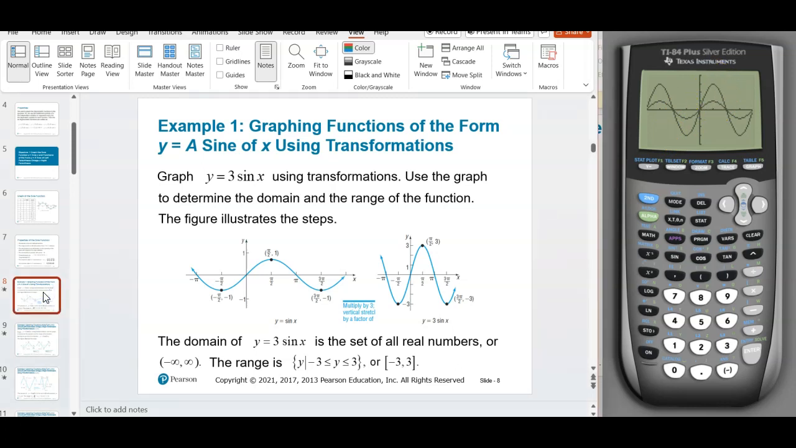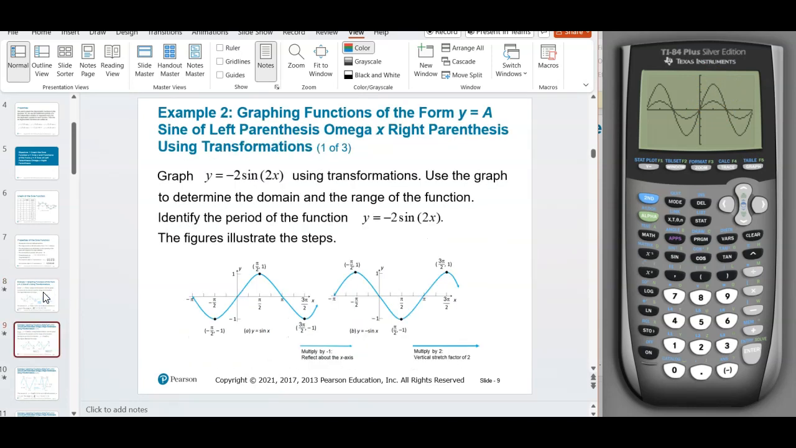All right, now the range of 3 sine x is negative 3 to positive 3 versus negative 1 to positive 1. Right, I'm going to turn that one off. You can just go down here, highlight the equal sign, and just press enter, and it will turn the graph off. I'm going to go down to the one below that, and I'm going to put in negative 2 sine 2x. So first of all, I'm going to just do negative 2 sine x, and then we'll do the 2x. So negative 2 sine x.